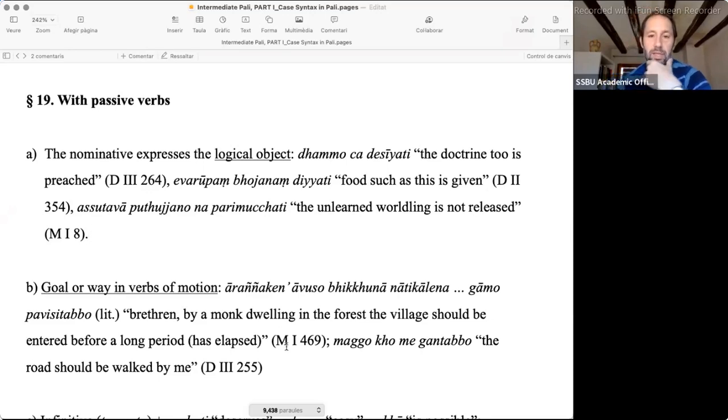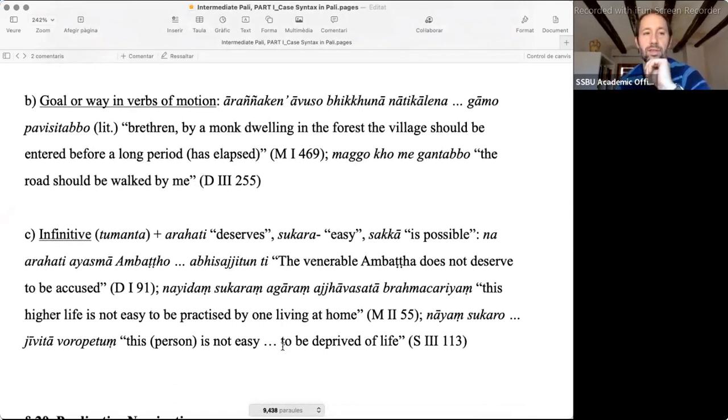So this is with passive verbs. Now, the nominative in a passive sentence, because it expresses the kamma, can also express the goal or the way when the verbs are verbs of motion. And verbs of motion means verbs that mean to go, to enter, to move, to approach, you name it. Any verb that means moving somewhere is a verb of motion. So you know that in the active voice, verbs of motion can take an accusative of goal or way. Like if I say, aham gamam gacchami.